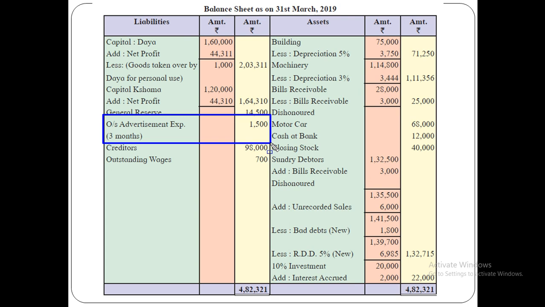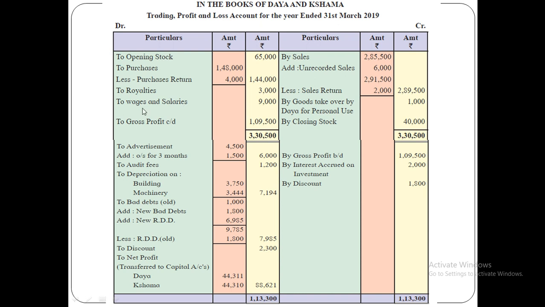Next is royalties. Royalties is an item of the trading account. Here it is. Got the point? Next is the credit side.